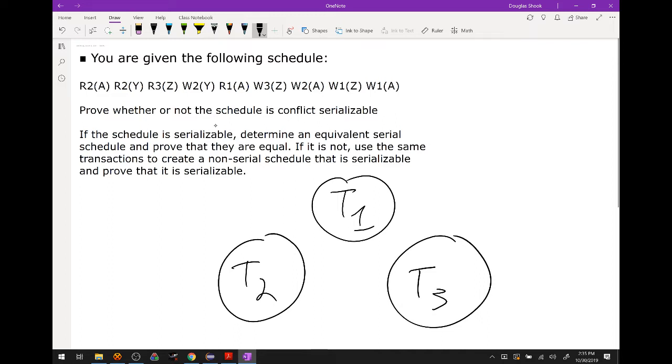And then we need to add some edges to this graph. What am I looking for in order to add some edges to this graph? What are we taking a look for? Conflicts. So let's start with read-write conflicts. Do we have some read-write conflicts in the schedule? Any read-write conflicts in this schedule? What would I be looking for?